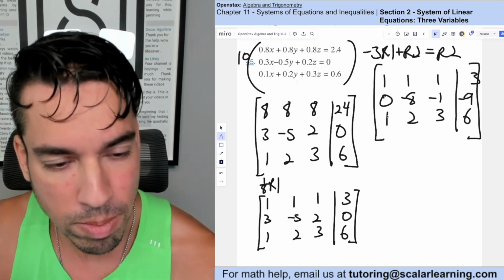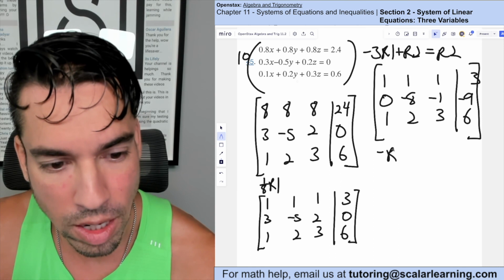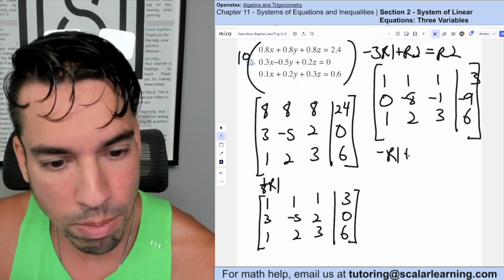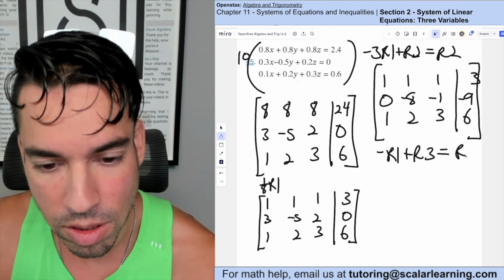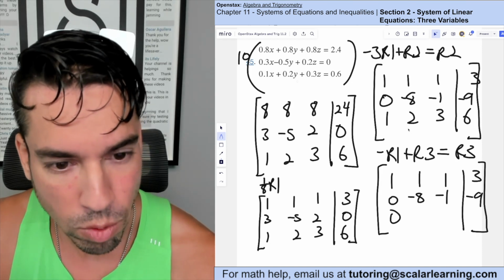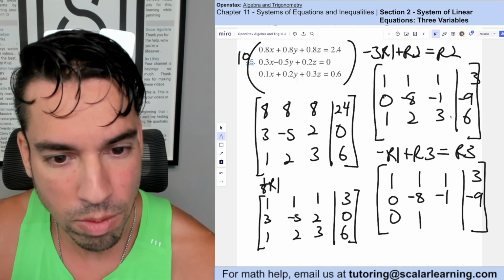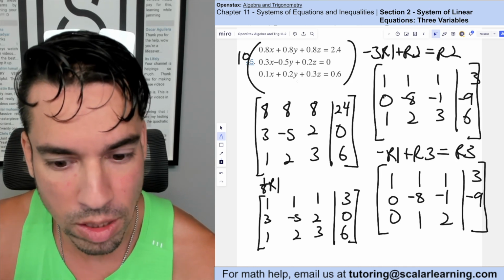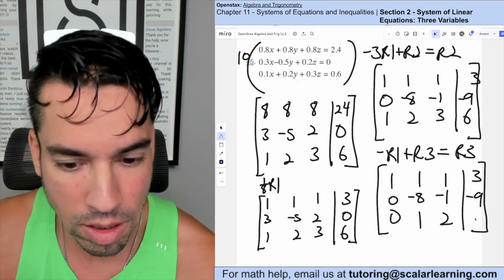Cool. Now let's flip this to 0. That's even easier. Negative 1 times row 1 plus row 3 is going to give us that new row 3. Let's write it out. So we got -1 plus 1 is 0. -1 plus 2 is 1. -1 plus 3 is 2. -3 plus 6 is 3.